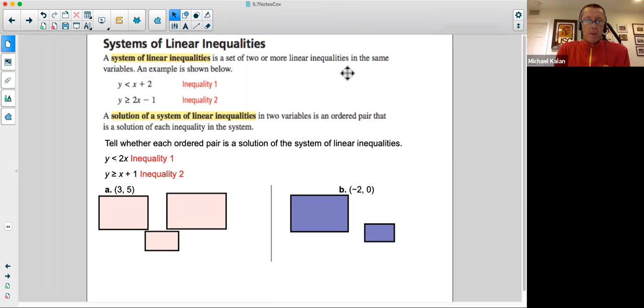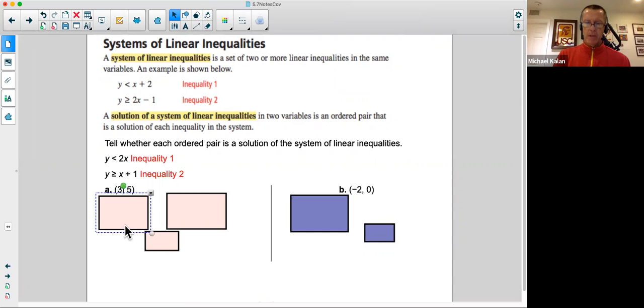Okay, a solution of a system of linear inequalities is what? An ordered pair that's a solution of each of the inequalities, right? In order to be a solution of the entire system of inequalities, it has to work for both or all of the inequalities if we happen to have more than two. Okay, so let's practice figuring out whether this particular ordered pair, (3, 5), is a solution to the system here.